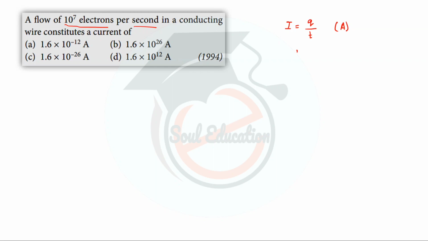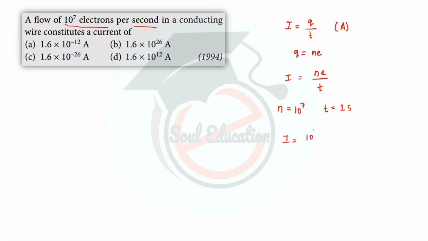Okay, so we already know Q is equal to N into E. We have studied this in electrostatics. So the formula for current is I is equal to NE upon T. In this question, the data given is: n is the number of electrons, 10 to the power of 7 electrons, and the time taken is 1 second, which is moving per second. That's the question. And E is the charge of the electron. We know these things, right?